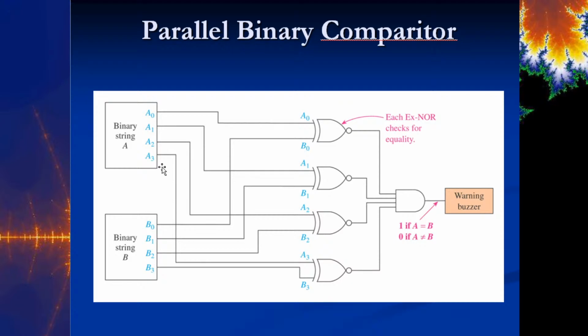If any single input is not the same as its counterpart in the other binary string, then you're going to throw an error. Okay? So if I had 0, 1, 1, 1 up here and I had 0, 1, 1, 0 down here, this gate's going to throw a 0 out, which is going to make this thing throw out a 0, which is going to be a problem. The warning buzzer will go off. So hopefully when these systems are running, you never hear the warning buzzer, because that means you never have any errors in your transmission, which is a good thing.